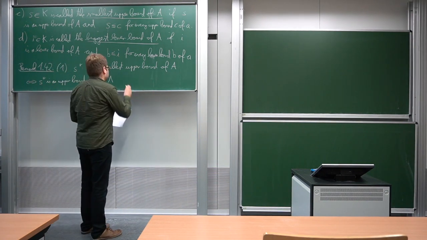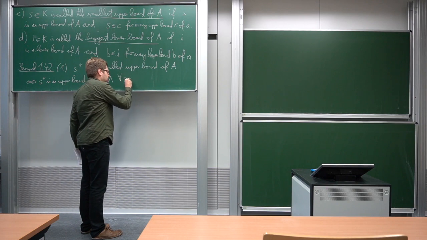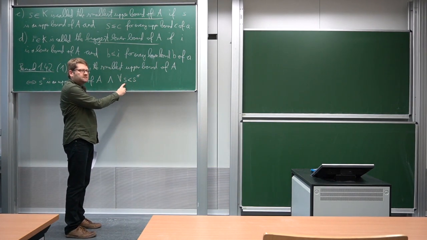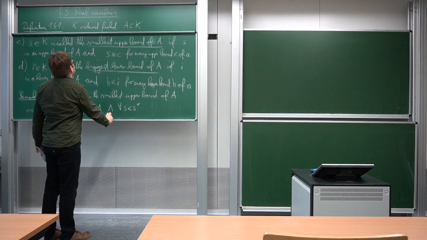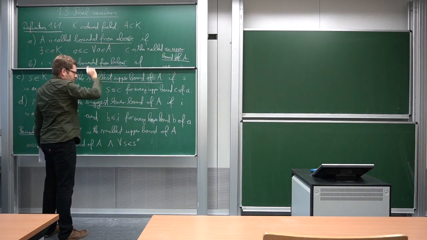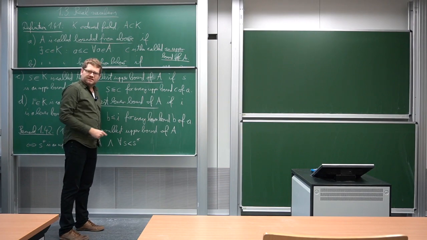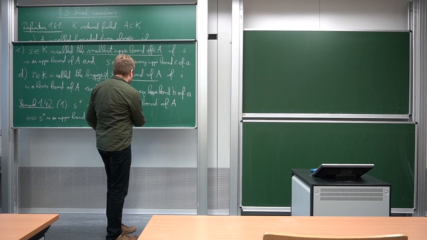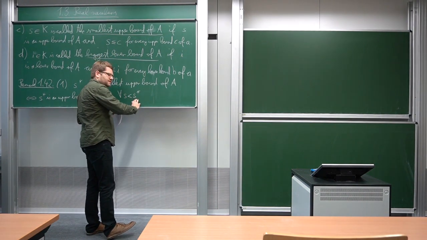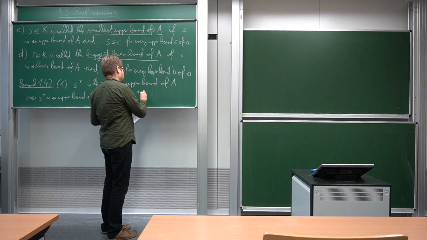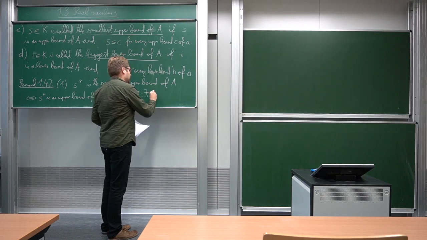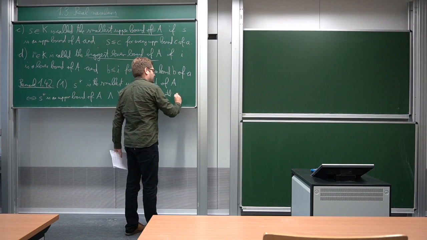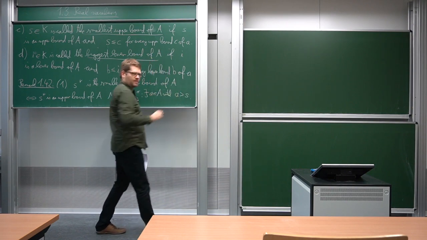So for every element which is strictly smaller than S star, this is not an upper bound for A. Upper bound means everything lies below, and if it's not an upper bound, some element has to lie above. So for each such element which is smaller than our supposedly smallest upper bound, there exists an element a of our set A which is too big, so with a bigger than S.